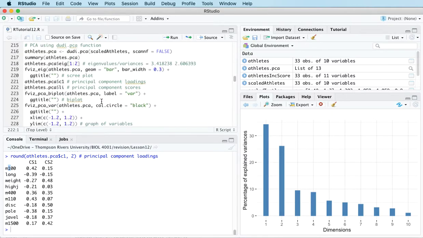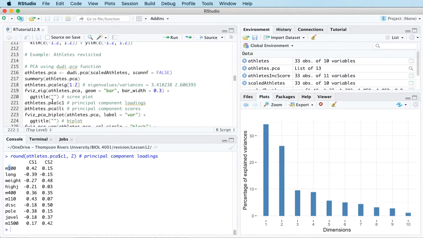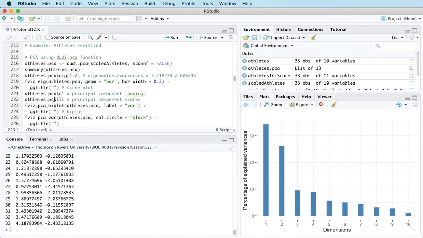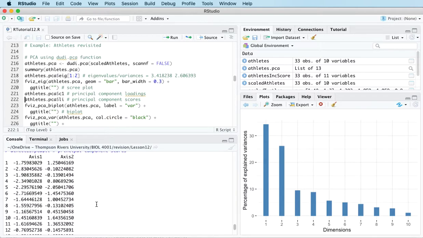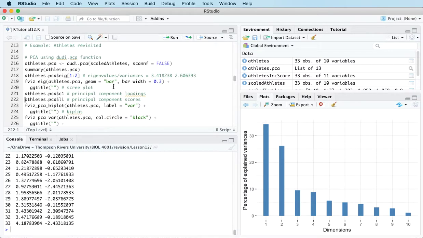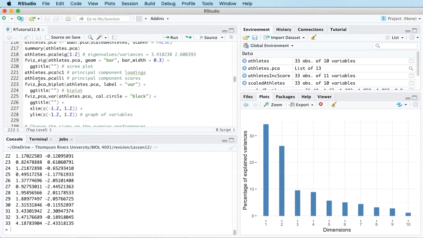So we'll come back to that idea. Let's look at the scores. We look at the scores using this function here. These are the scores for the 33 athletes. Okay, I'm not going to dwell too much on that just now.